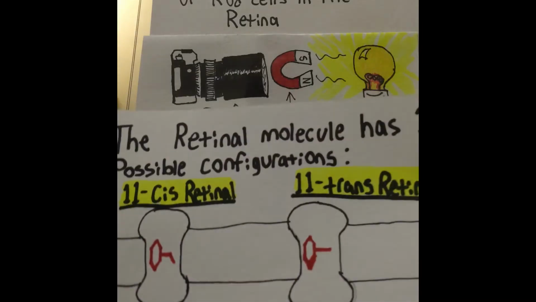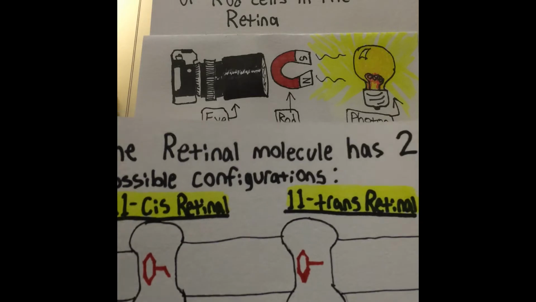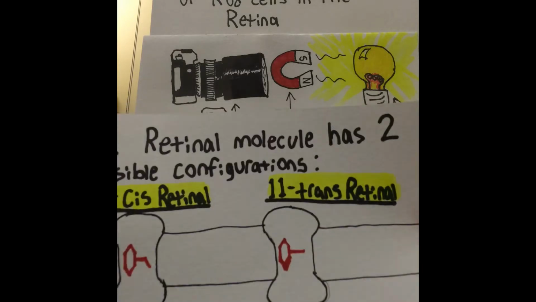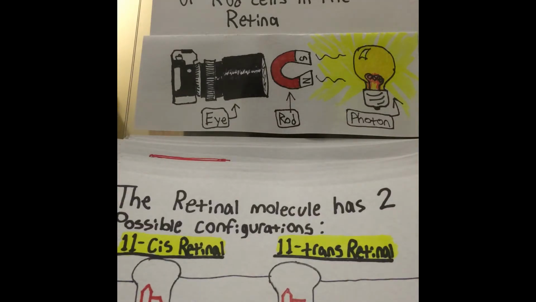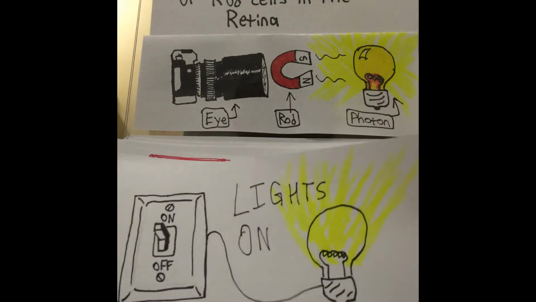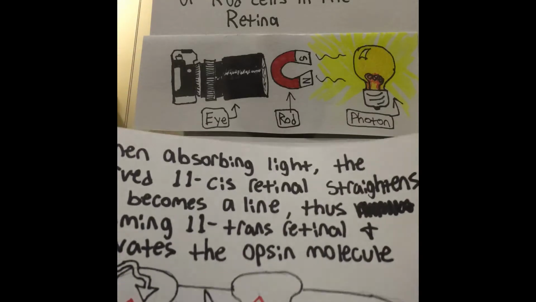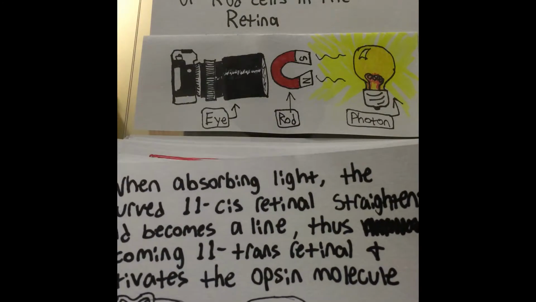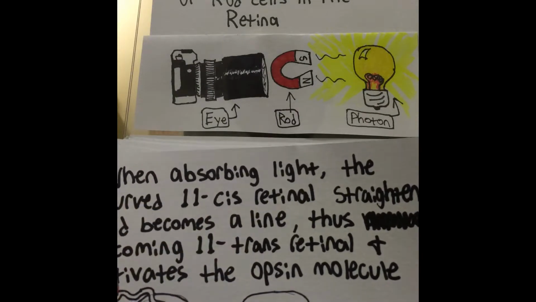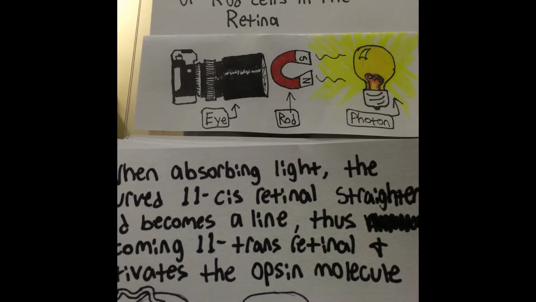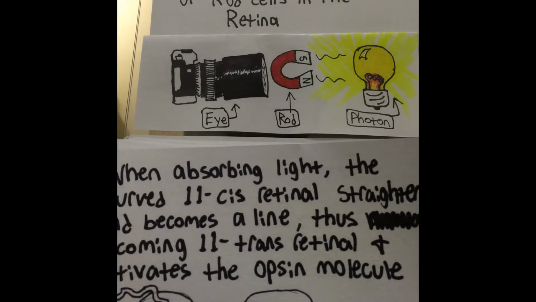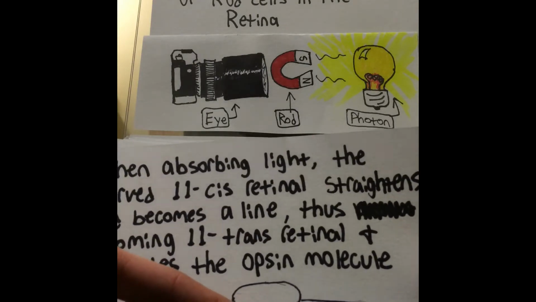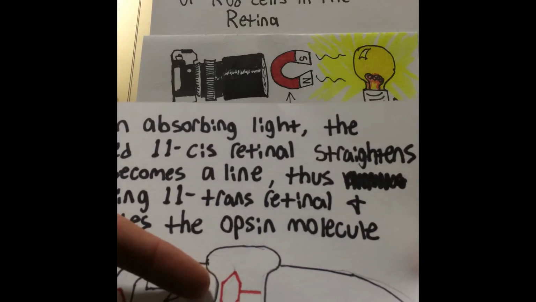So retinol, the molecule that we mentioned earlier, has two possible configurations, the 11-cis retinol and the 11-trans retinol. When the lights come on, our active state kicks in. So the curved 11-cis retinol straightens, becomes a line, and then becomes 11-trans retinol and activates the opsin molecule. So here we have our photon, and it straightens our retinol right here, which activates the opsin molecule.